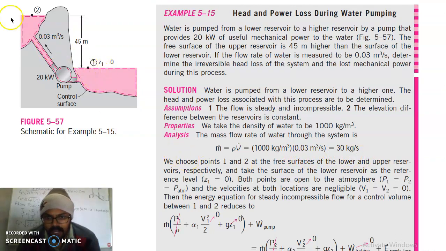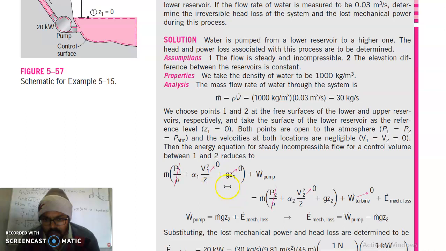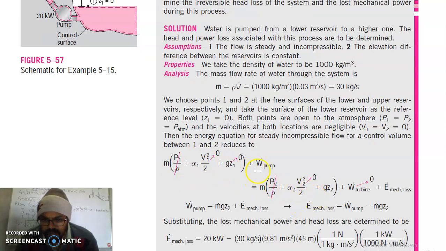We choose point 1 and 2 at the free surface of lower and upper reservoir respectively, and take the surface of lower reservoir as reference level. So take Z1 here 0. P1, P2 is equal to atmosphere at both the places. V1 and V2 is equal to 0. The energy balance equation, this P1 and P2 are the same, cancel out. V1 and V2 also 0, Z1 is 0. So the energy balance equation becomes work pump is equal to m g Z2 plus E mechanical loss.